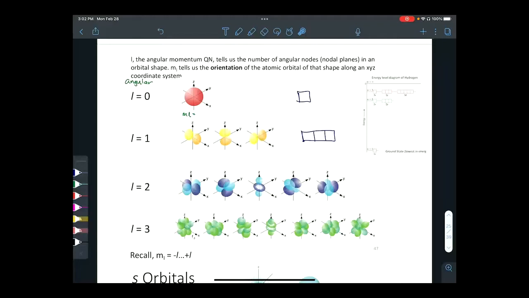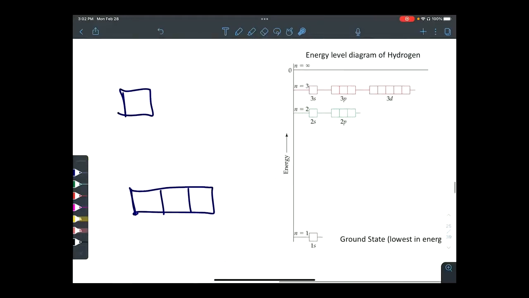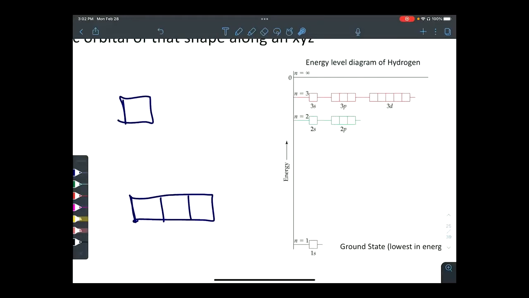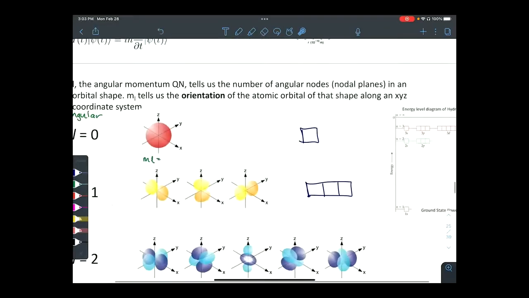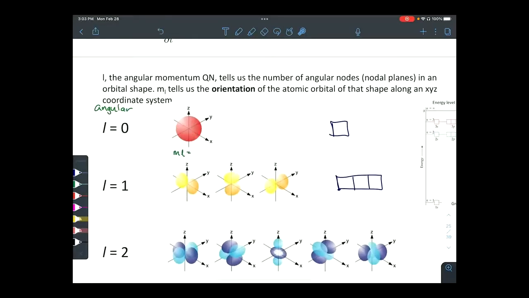How I like to think of it is, if we're thinking about an s orbital, we have one box. There's only one specific orbital that we can have, and 2 electrons can go in that box. Over here, I copied the energy level diagram of a hydrogen atom. These boxes that I'm drawing are the boxes that you see here. So this 1s box has the spherical shape that you see here.